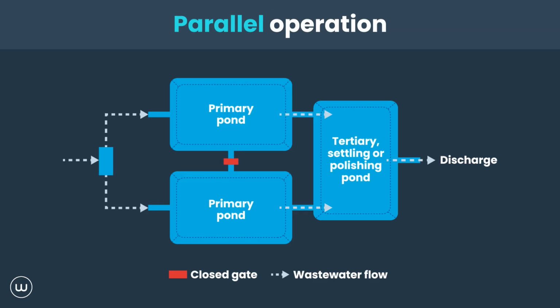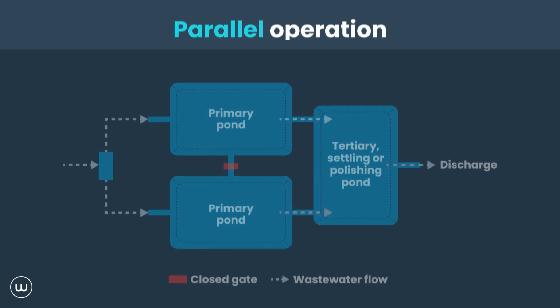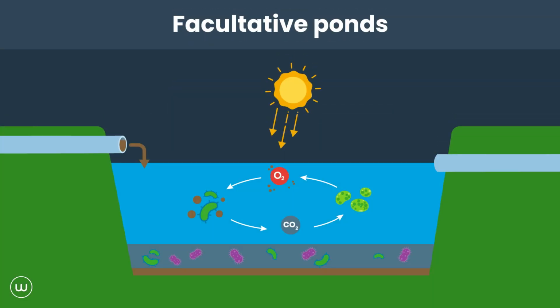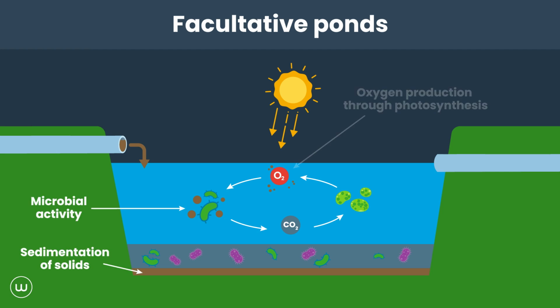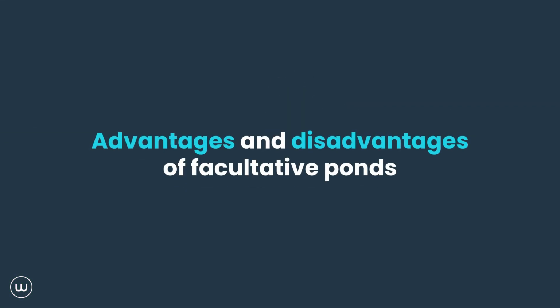When arranged in parallel, however, the flow is split between multiple ponds, and 2 or more ponds receive untreated wastewater directly. Facultative ponds treat wastewater through the following key natural processes: sedimentation of solids, microbial activity, and oxygen production through photosynthesis. Now let's look at the advantages and disadvantages of facultative ponds.